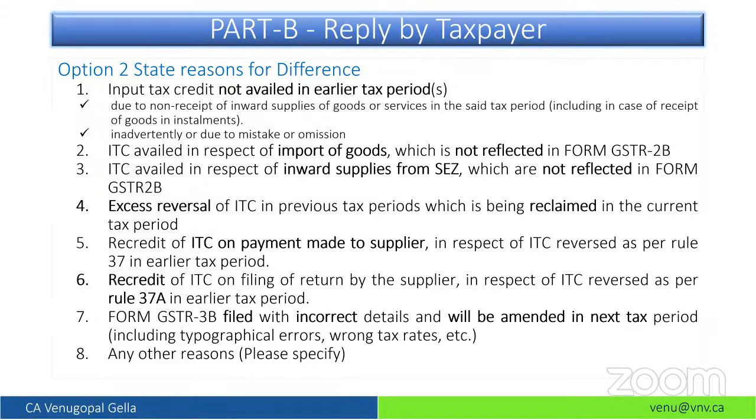Ashika mentioned about 180 days. If you are now making the payment to the supplier under Rule 37, you are now eligible to take the credit. This credit you can take even after 5 years. There is no restriction, but you need to have a reason.